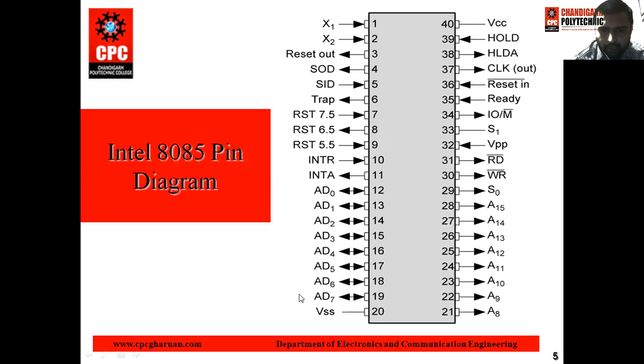Next is VSS, which can also be written as GND. That is your ground pin. And this is your VCC pin. A 5 volt supply is applied between VCC and VSS. On pin 20, we apply ground, and on pin 40, we apply plus 5 volt. Pins 21 to 28 are your address buses, A8 to A15, which are unidirectional buses.